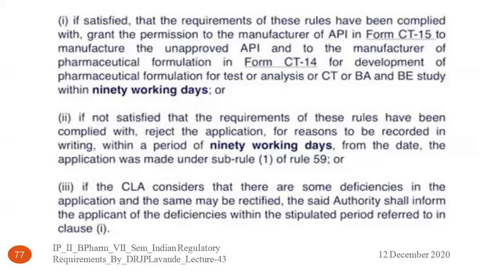If not satisfied that the requirements of these rules have been complied with, the agency rejects the application, with the reasons recorded in writing within a period of 90 working days from the date the application was made under sub-rule 1 of Rule 59. So 90 working days is the time period, and within 90 working days the central licensing agency has to give a reply to the applicant. If the CLA considers that there are some deficiencies in the application and they may be rectified, the said authority shall inform the applicant of the deficiencies within the stipulated period referred to in clause 1.